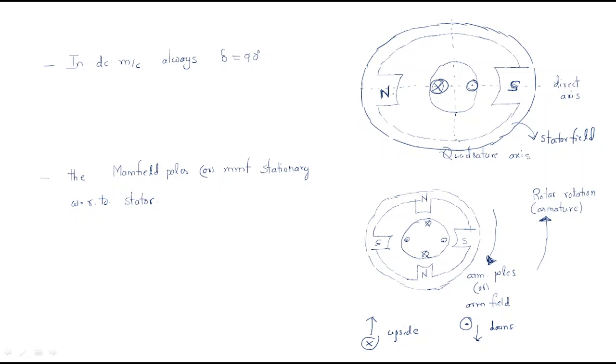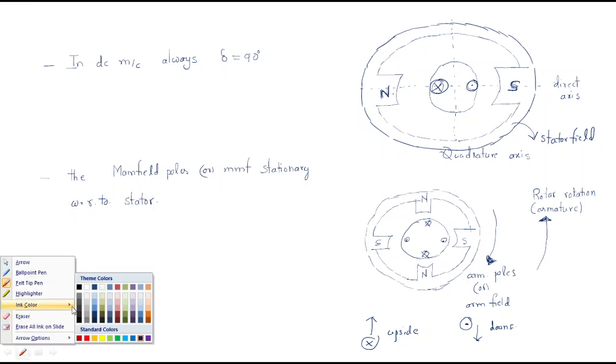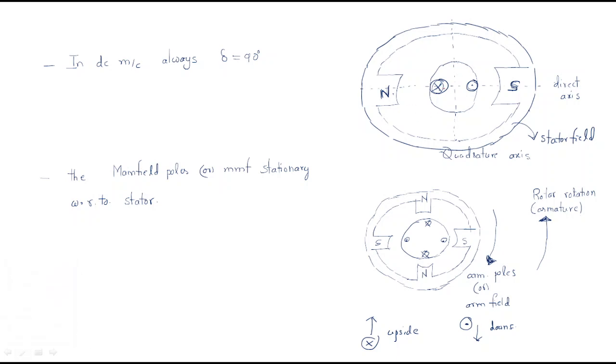So here, whenever the cross is on this side and the dot is on that side, the armature will also generate some electromagnetic poles. Those poles are generated using the right hand thumb rule. So by that right hand thumb rule, whenever the cross is like this and the dot is like this, a pole will be generated. Sorry, this will be the south pole and this will be the north pole.